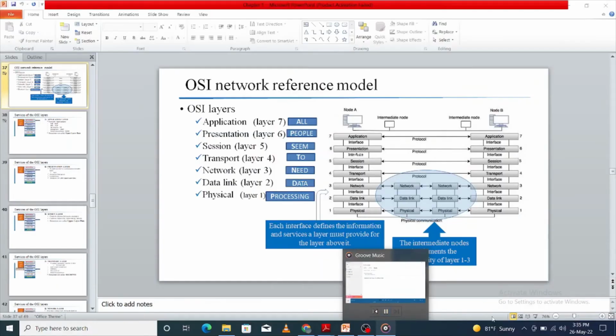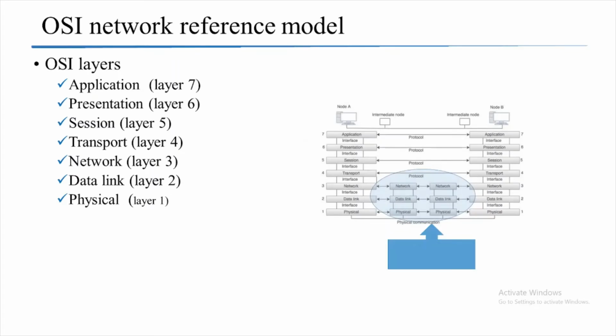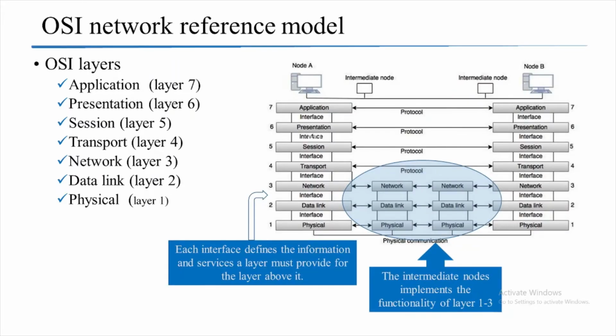And you can see that the intermediate nodes implement the functionality of layer 1 up to 3: the physical layer, data link layer, and network layer, because these intermediate nodes are actually implemented in network, data link, and physical layers. For example, the routers are in the network layer, switches are implemented in the data link layer, and transmission mediums like cables, network interface cards, and others are actually in the physical layer. So they are implemented by the three lowermost layers: network layer, data link layer, and physical layer.